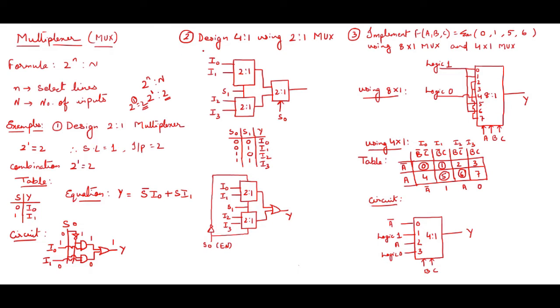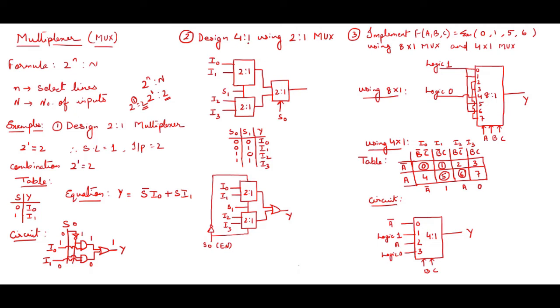Now coming over here, the second case which I have taken is design 4:1 using 2:1. So I need to design a 4:1 multiplexer using 2:1 multiplexer. Here I have taken a block labeled 2:1 multiplexer, because by this time you know what a 2:1 multiplexer is. In this block this circuit is available. So by using only 2:1 I am designing 4:1.